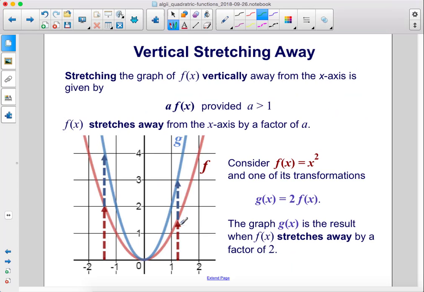Stretching the graph of f of x vertically away from the x-axis is given by a times f of x, provided that a is greater than 1. F of x stretches away from the x-axis by a factor of a. Consider f of x equals x squared and one of its transformations. G of x equals 2 times f of x. The graph g of x is the result when f of x stretches away by a factor of 2.